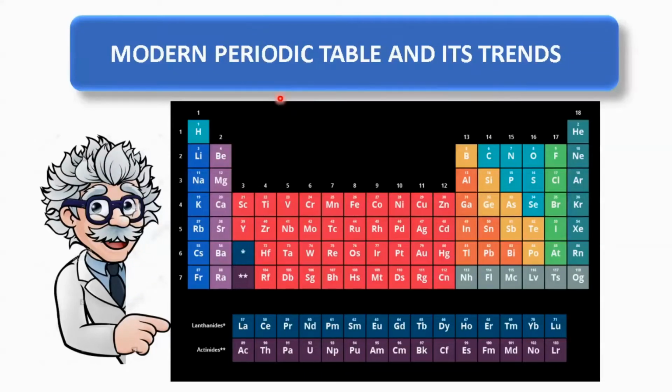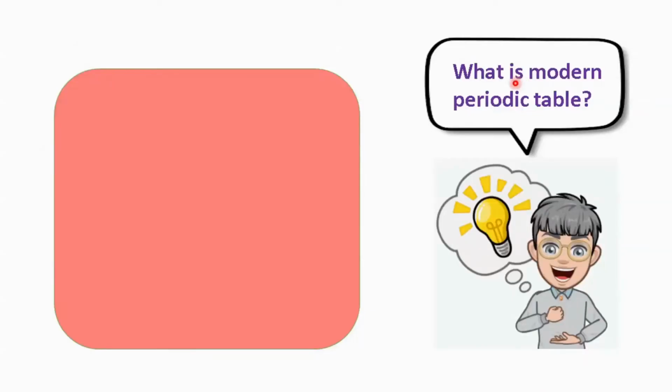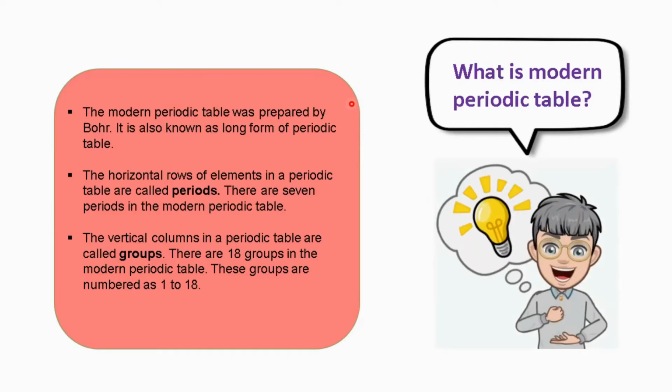So today we'll be discussing the modern periodic table and the different trends of various properties of elements across the period and along the group. In short, we will be discussing how the variation occurs in a period and in a group. So what is the modern periodic table?